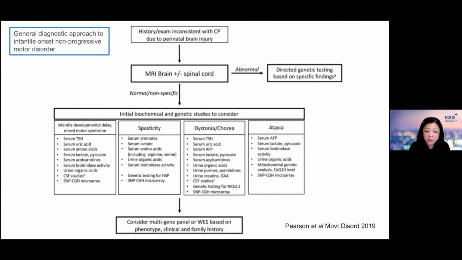Or if you can actually do some mitochondrial genetic analysis, because it's well known that CoQ deficiency is one of the treatable conditions that present like ataxic CP. Of course, if your metabolic testing comes out negative, you should still consider doing more extensive genetic testing. We are talking about whole exome sequencing or whole genome sequencing, because this often gives you at least a 30% to 60% chance of having a positive result that is useful to the family.